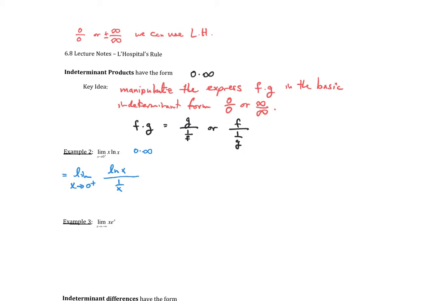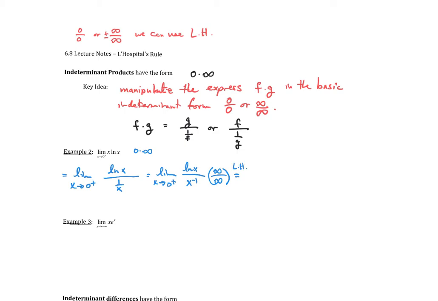We know that dividing by a fraction is the same thing as multiplying by the reciprocal. So we could rewrite this as the limit as x goes to 0 from the positive side. Think of this as natural log of x divided by x to the negative 1. Writing it in exponential form makes it easier for us to take our derivative. At this point, we can see that as x approaches 0 from the positive side, we're going to get an infinity over infinity, which means we could use L'Hopital's rule.